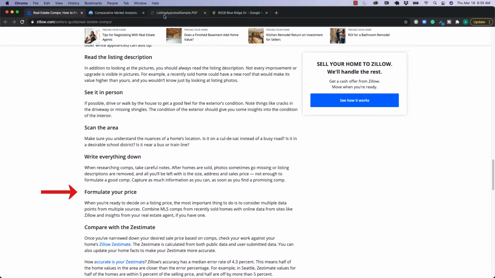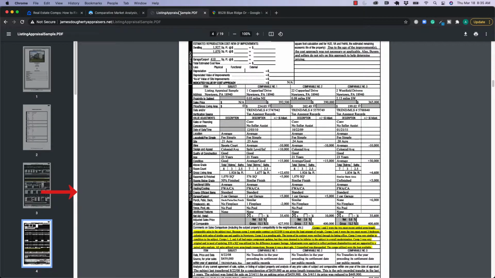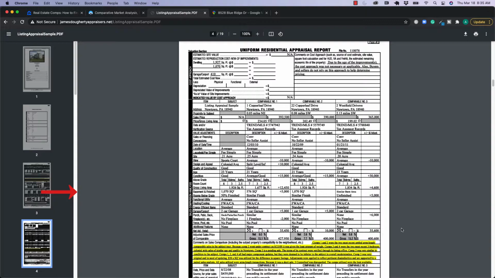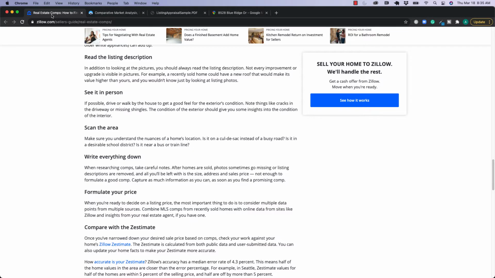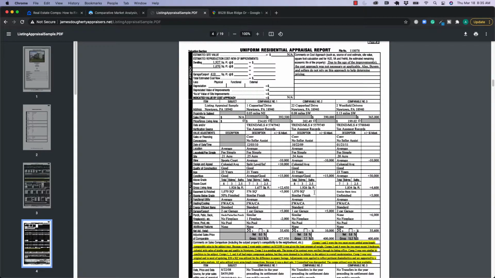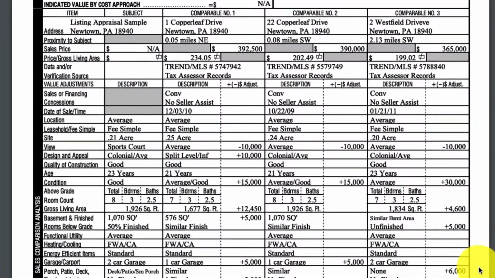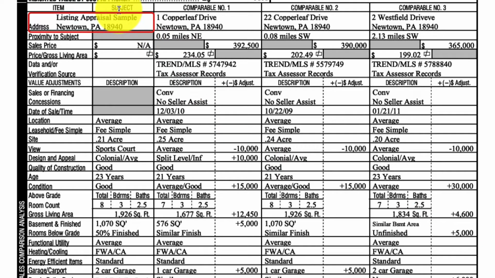I have an example of an appraisal right here, an appraisal for a bank loan, and they're looking at comparables. I know this is not beautiful to look at in any sense, but when they talk about how to formulate your price and writing things down, some of what that means is actually adding values to the comparable properties or subtracting. I know it's a little bit hard to read, but if you look at the very top, we have the subject property, the property that we're, in a sense, looking to buy. Then we have 3 comparable properties.